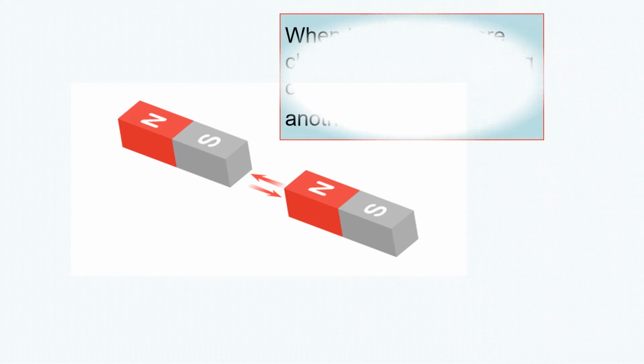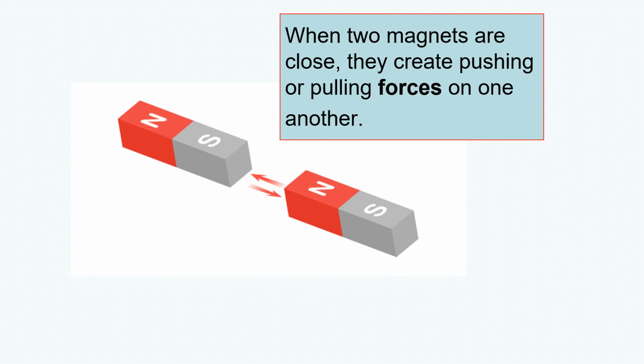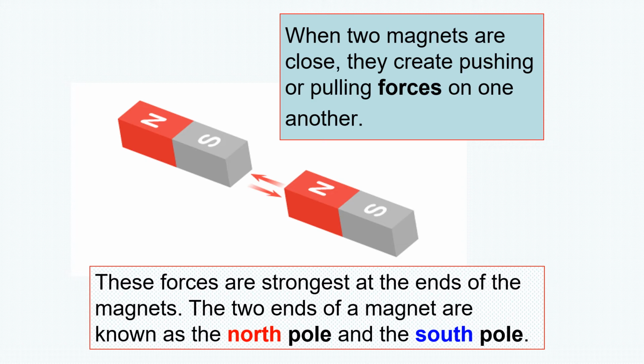Here in this picture you can see south pole and north pole facing each other. When two magnets are close, they create pushing or pulling forces on one another. These forces are strongest at the ends of the magnets. The two ends of a magnet are known as the north pole and the south pole. So here you can see north pole and south pole clearly. And always remember, whenever we bring magnets close to each other, what will happen? They attract each other or they repel each other.